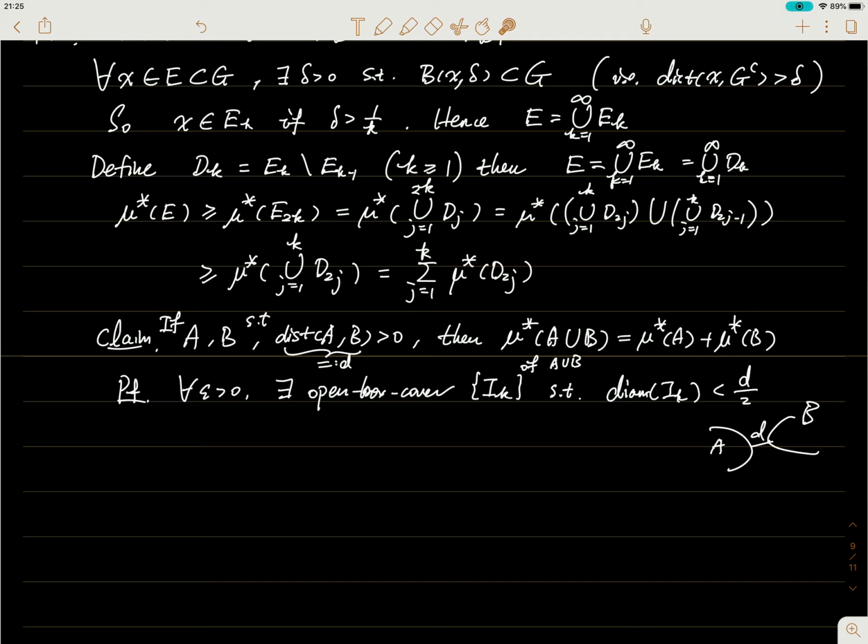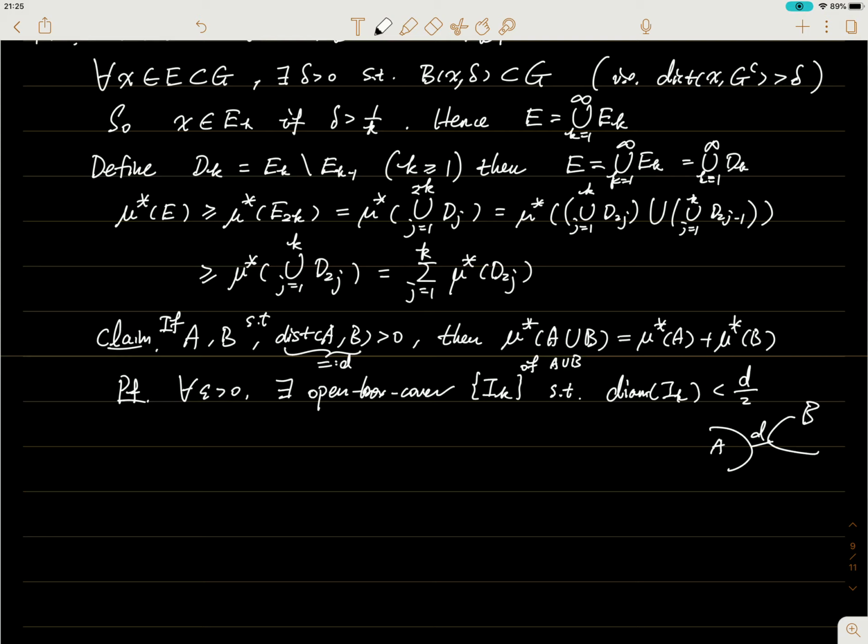is less than half D, so that means it's either intersecting with A or intersecting with B, or somewhere else. But in that case, the I_k would not be helpful. I just remove it. But if it's covering one of them, you cannot cover the other one, right? If covering one of them, you cannot cover the other one since the diameter of this is less than half of D. Okay, so in this case, we know that on the one side.